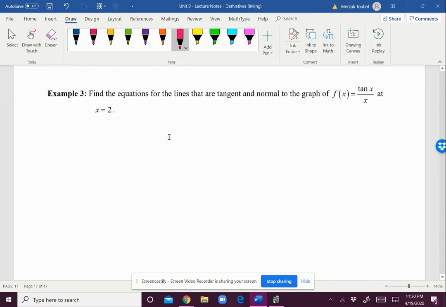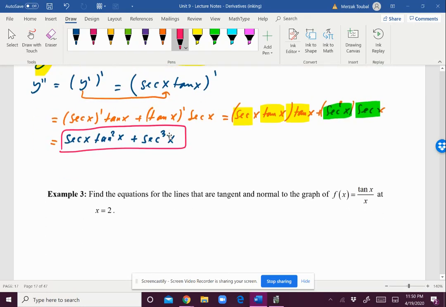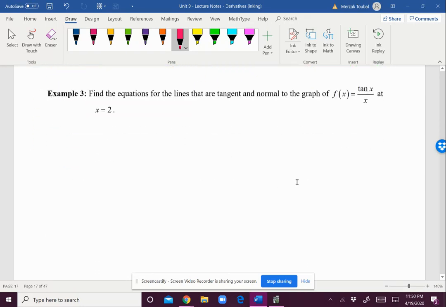Example 3. Example 3 says, find the equations, actually it could be more than one, for the lines that are tangent and normal, so at least one tangent, one normal, to the graph of f of x equals tangent x over x at x equals 2. Usually when we write an equation of a line, we need two things. We need a slope and a point. Of course, this point has to be on the line. So if we have a point and a slope, then we're good.